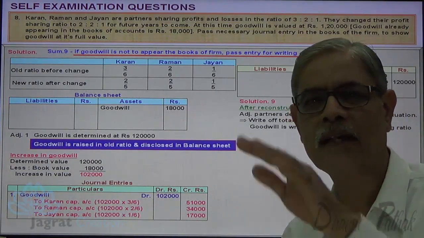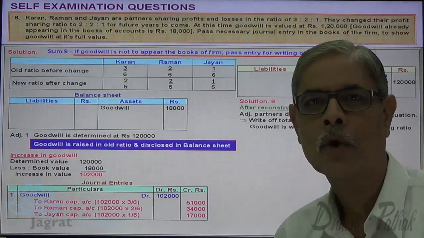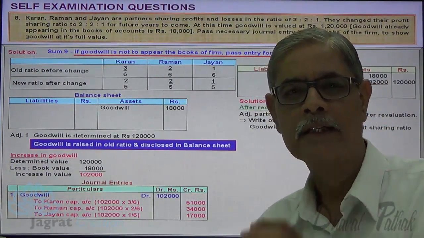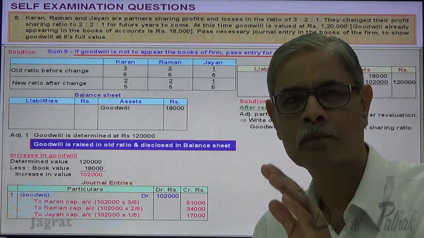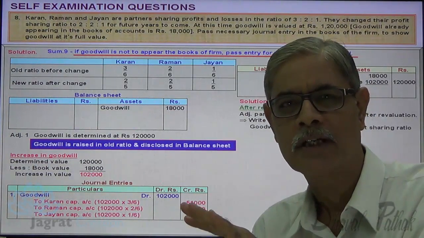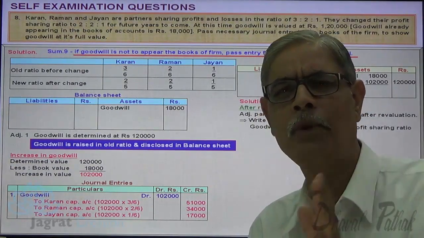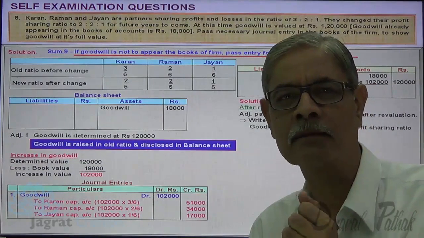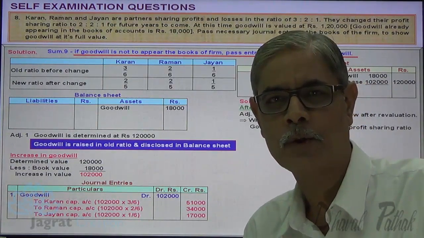When you write off goodwill, there is a decline in value of asset. Or the other way you can say that goodwill being an intangible asset, it is thought proper by the partnership firm not to show goodwill in the balance sheet. So let this asset be distributed amongst partners. And even if this asset is distributed amongst partners, it has to be in the new profit sharing ratio.